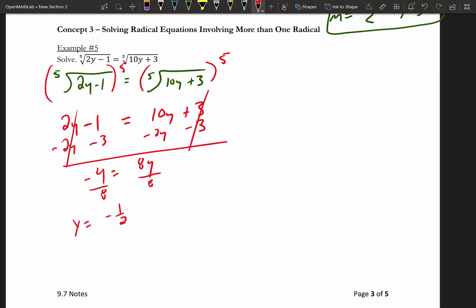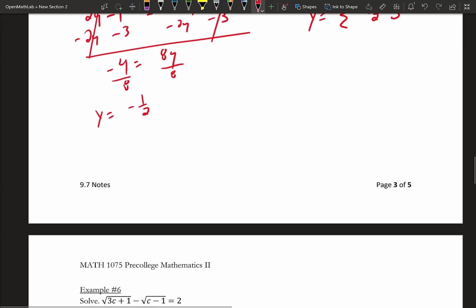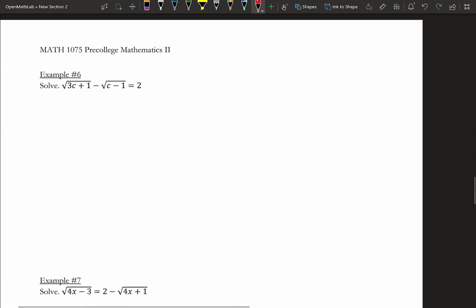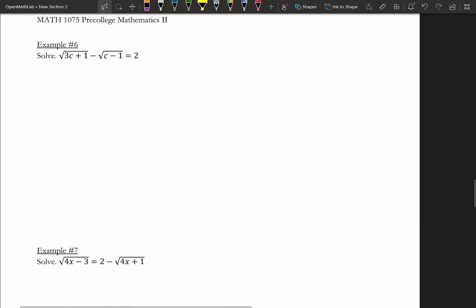Right? And we have an odd index, so we don't have to be concerned about the extraneous solution, right? But you can check that still. I'll leave that up to you, but it does turn out that the solution set is negative 1/2, right? y equals negative 1/2. Right? All right, so I have another one to try.